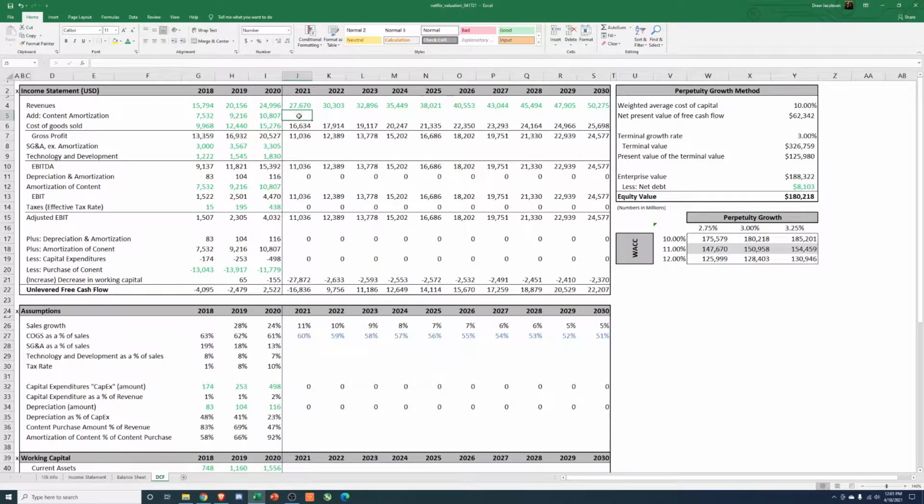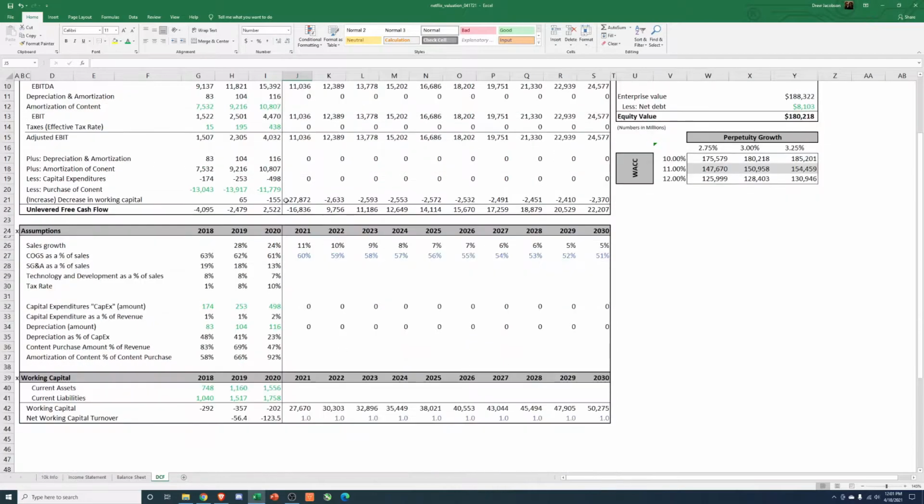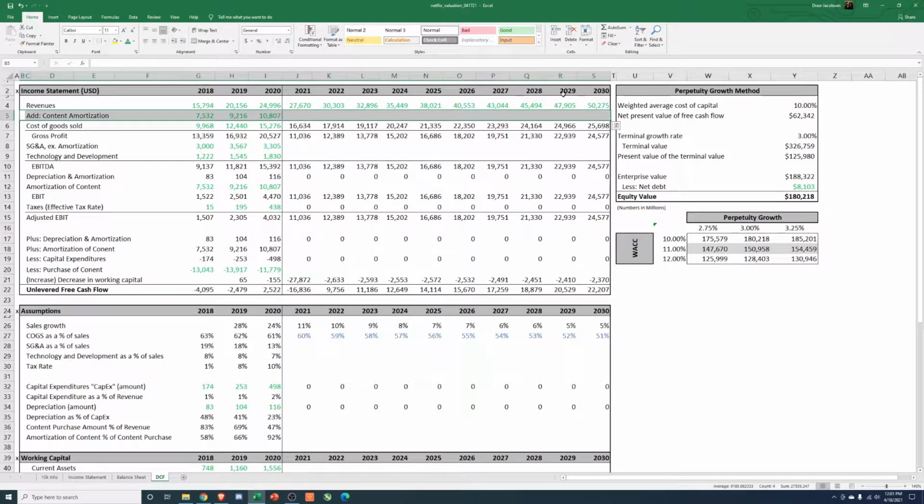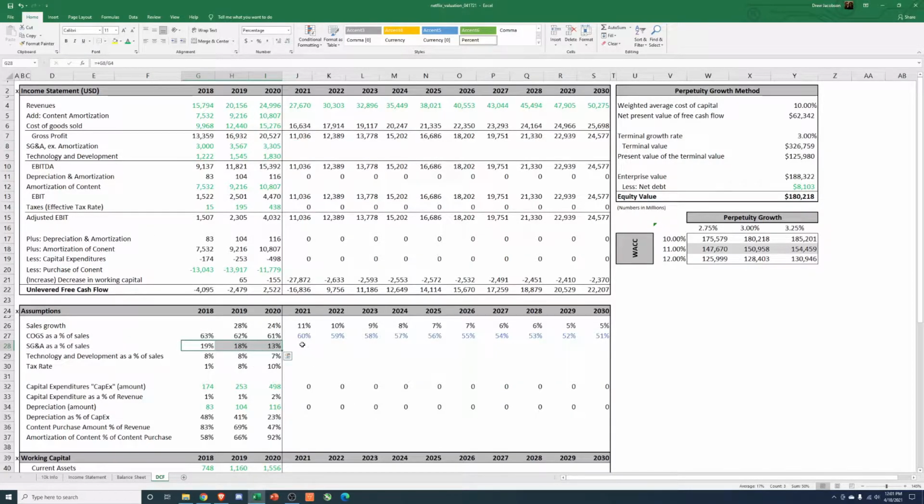So next part, and we'll come back to this last. I just took a basic template I always use. Normally I probably would have structured this a little bit differently if I wasn't thinking ahead about this piece. We'll touch on that in a little bit, but we see SG&A as a percentage of sales: 19, 18, 13.